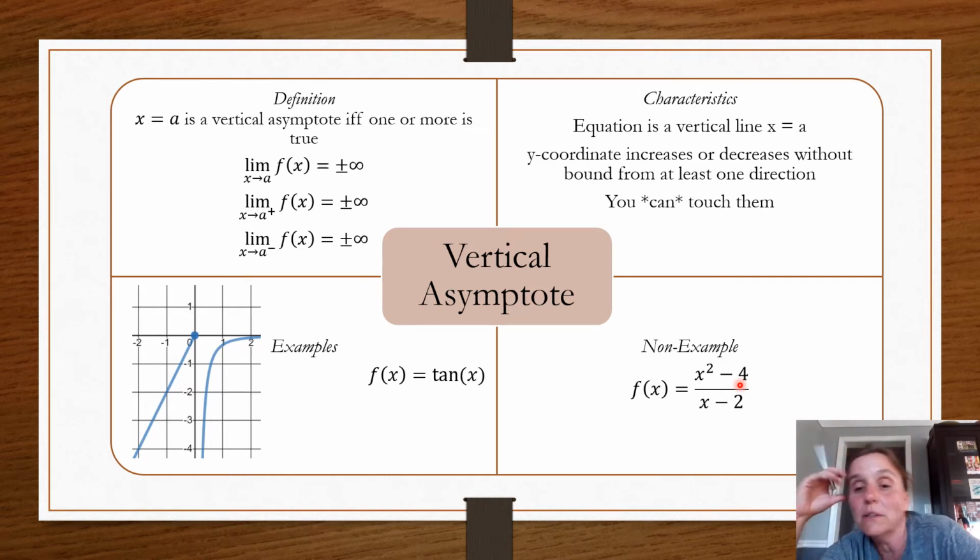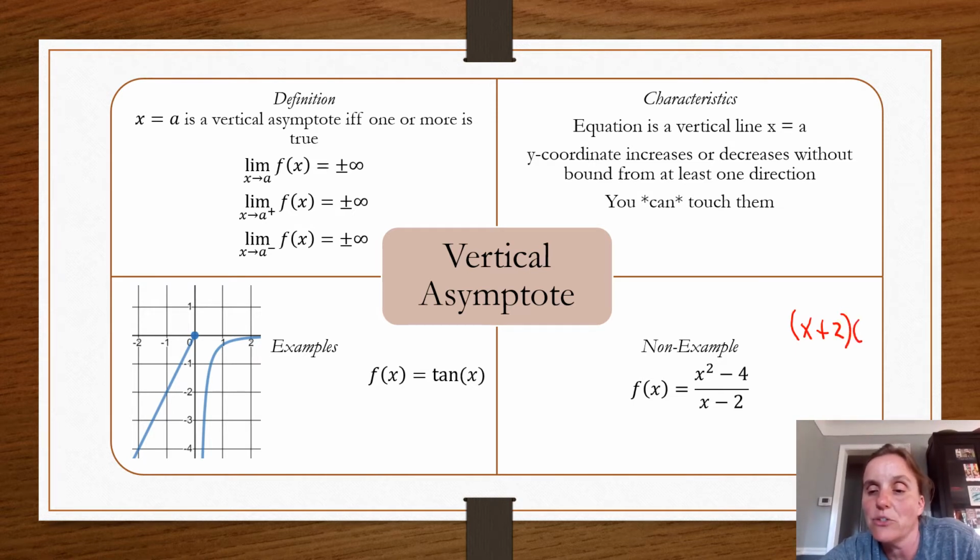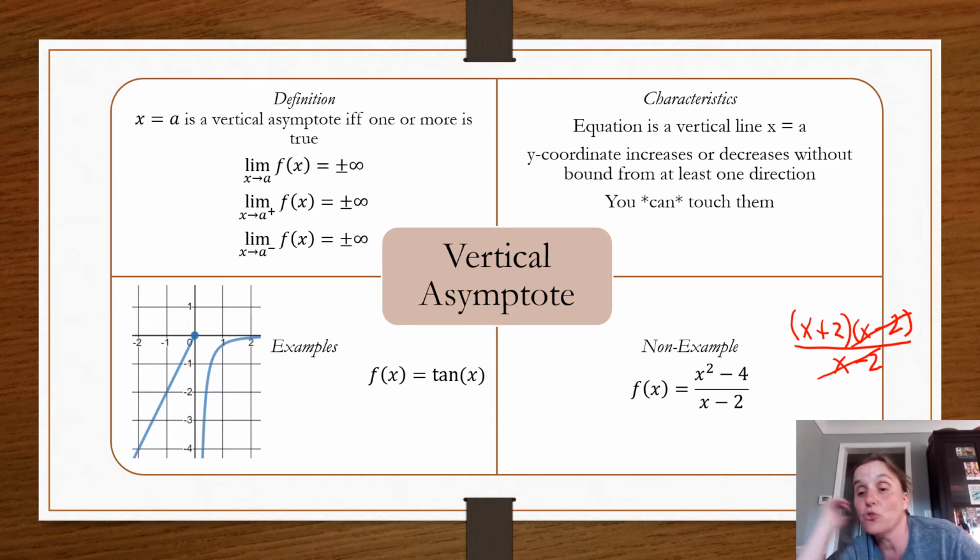A hole, like in this non-example, x squared minus 4 over x minus 2. Since x squared minus 4 factors to x plus 2 and x minus 2, x equals 2 is not really an asymptote, it's a hole in the function. So that's not an asymptote. Usually we look for zeros in the denominator, but you might have a hole, in which case you don't have an asymptote.